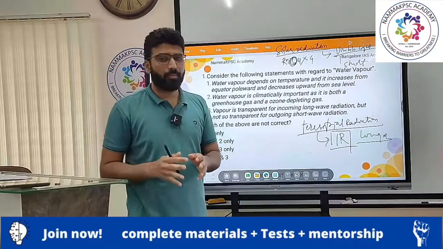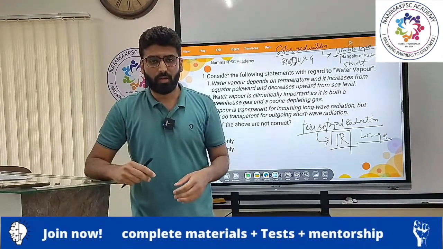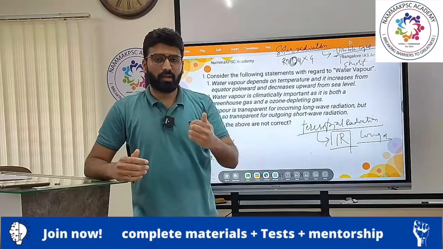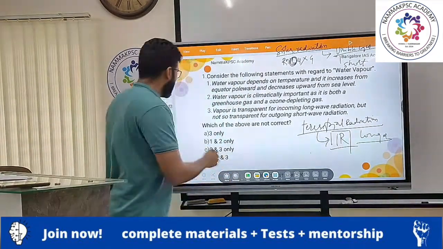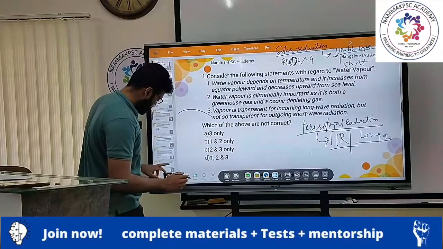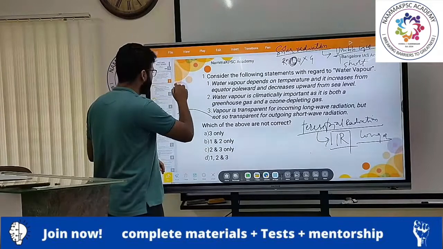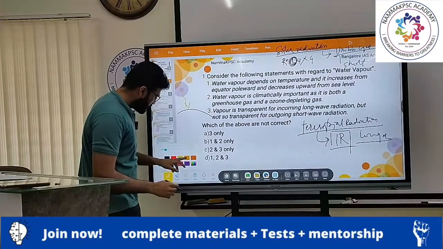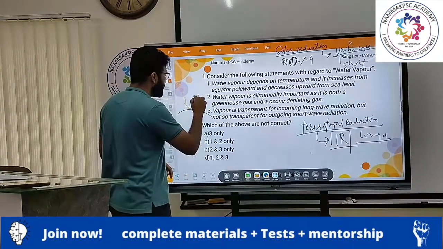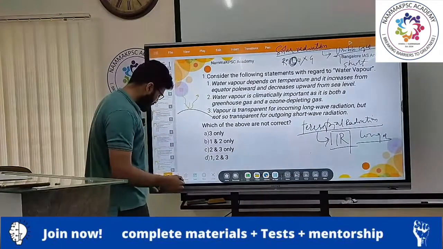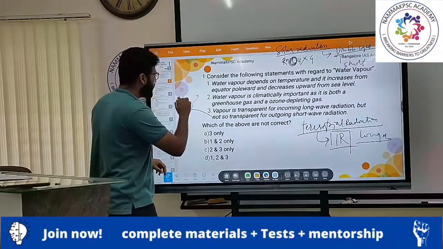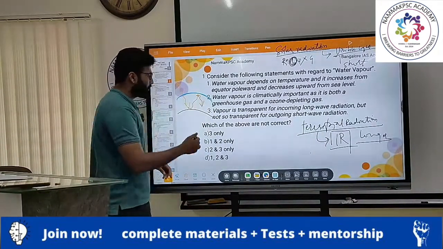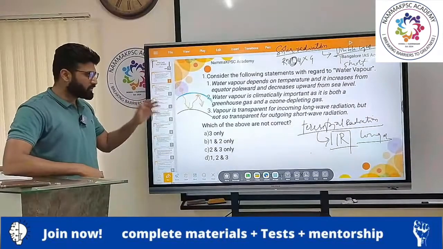Now, if you understand the concept of global warming or greenhouse effect, I'm pretty sure you know it already, that when we receive solar radiation, it passes through the atmosphere and reaches the Earth's surface. But when it is reflected back from the Earth's surface, it is trapped by the atmosphere. This is your greenhouse effect.